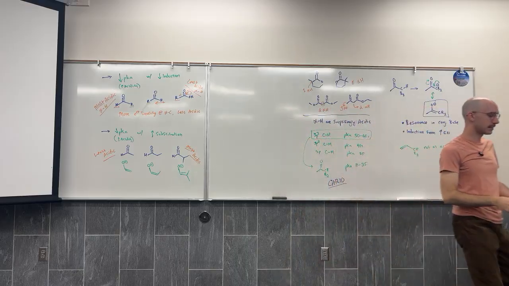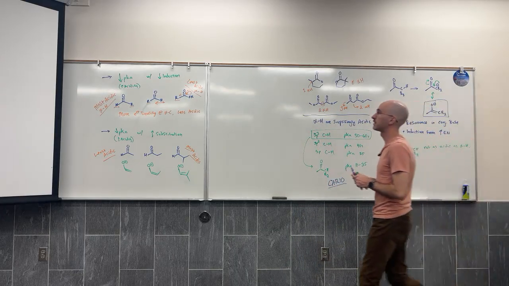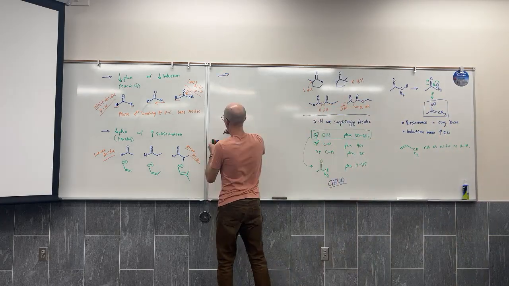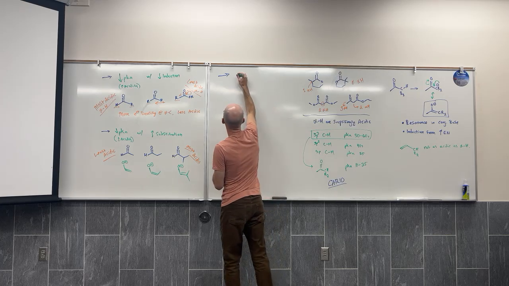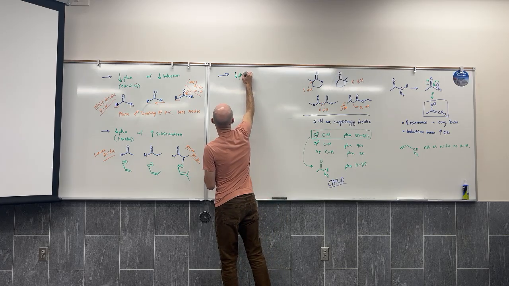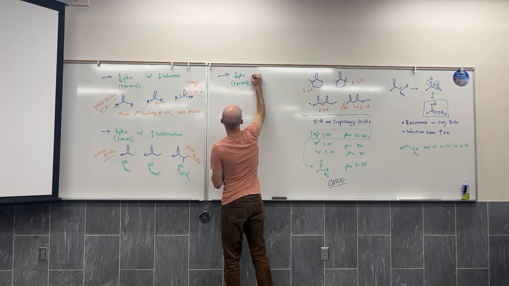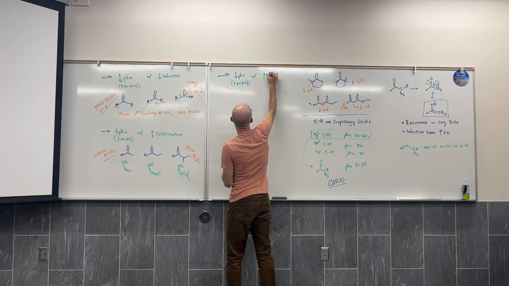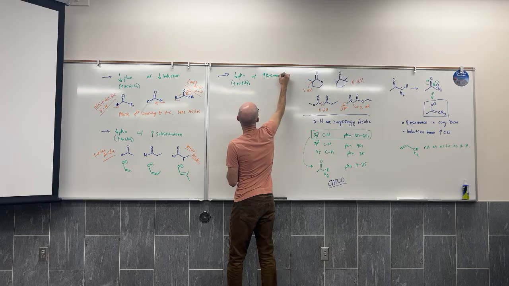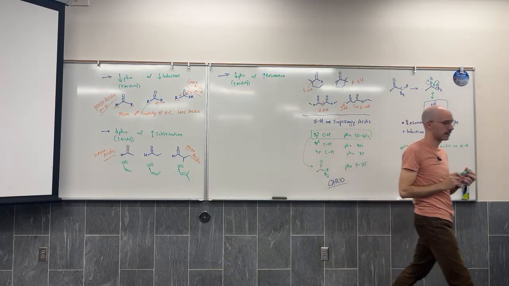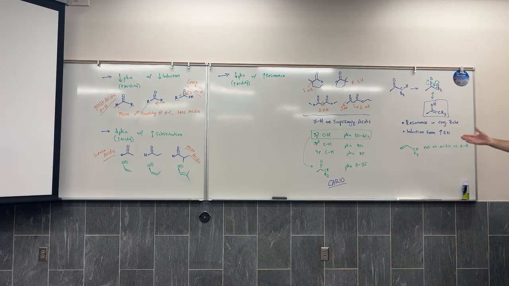And now let's consider how resonance impacts this. Decreasing pKa, once again, that means increasing acidity, with increasing resonance. Well, we already saw that. Explain why our alpha carbon is so acidic.